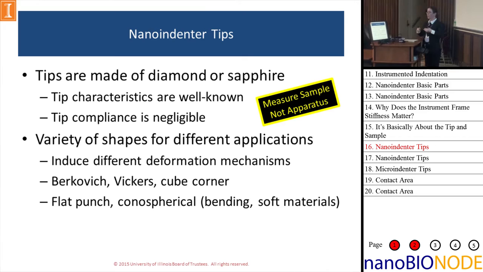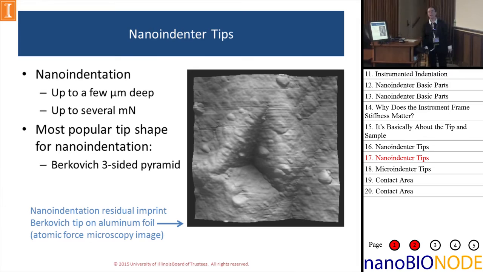So I'm talking about the tips here. What do they actually look like? This is a residual imprint left in a piece of aluminum foil by a nanoindenter tip. And this went in a few microns. The most popular shape of tip for a nanoindenter is a three-sided pyramid, the Berkovich tip, named after the person who designed it. The typical radius of the very end of the tip is something like 100, 150 nanometers.